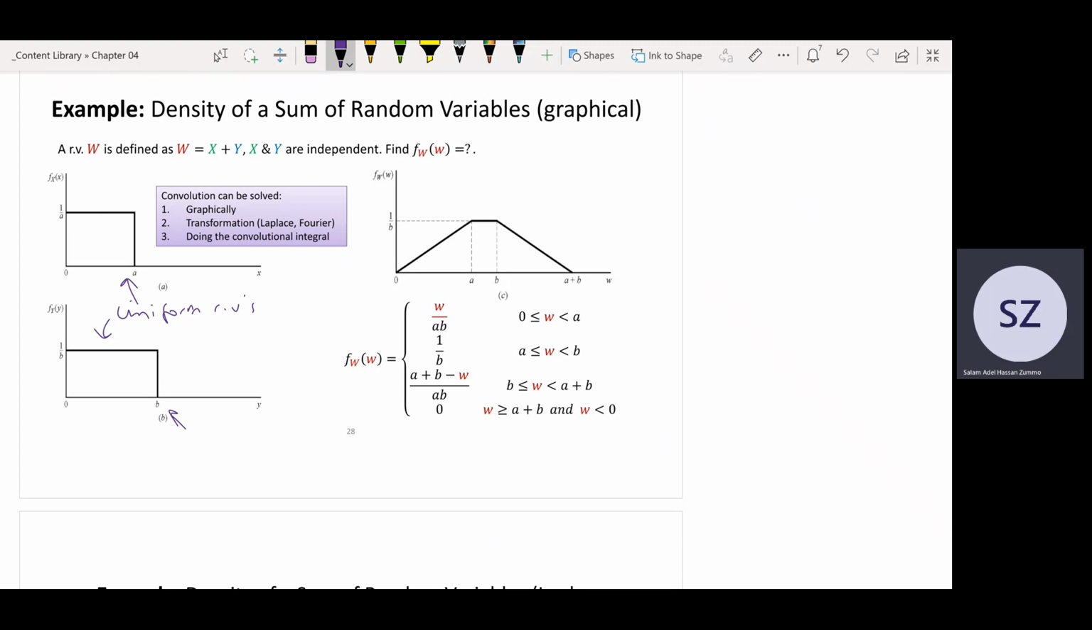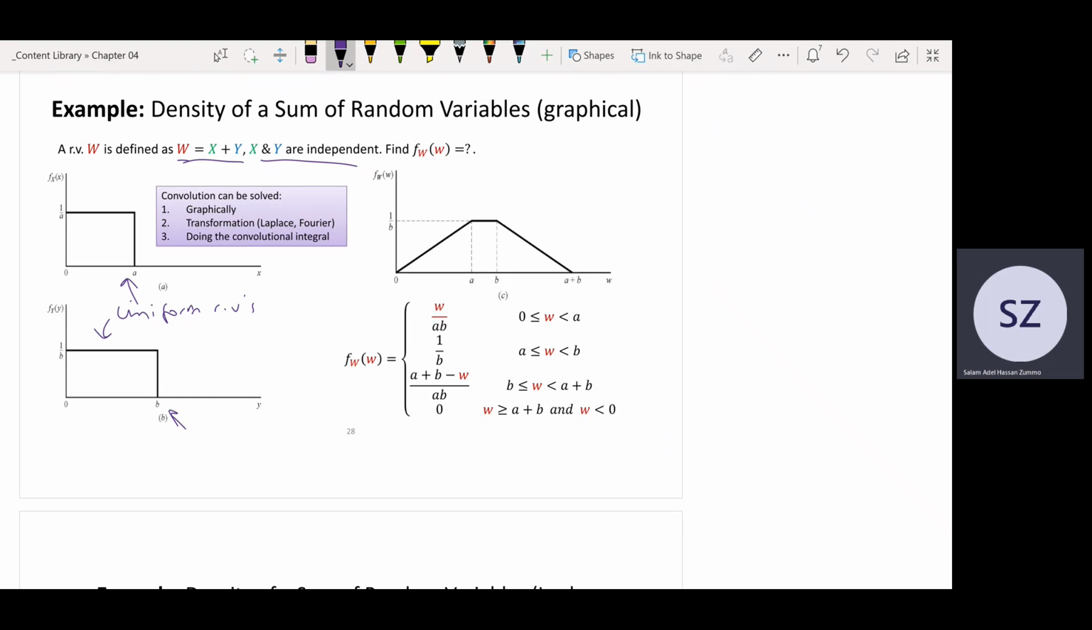One of them could represent the phase of the received signal, the other the, I don't know, the noise. Then in this case, you need to find the PDF of W, which is equal to X plus Y. And again, X and Y are independent.